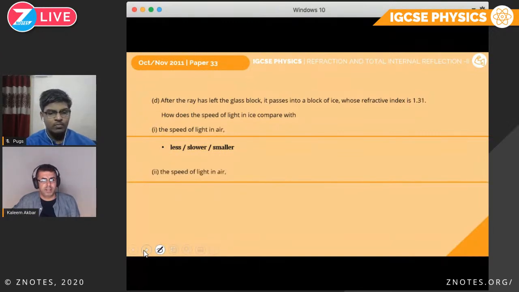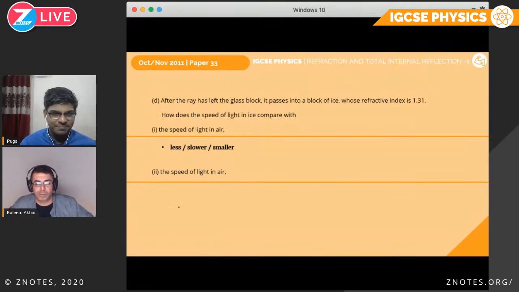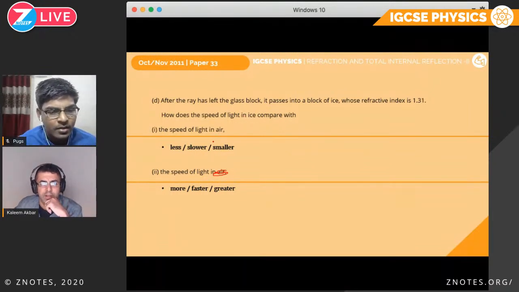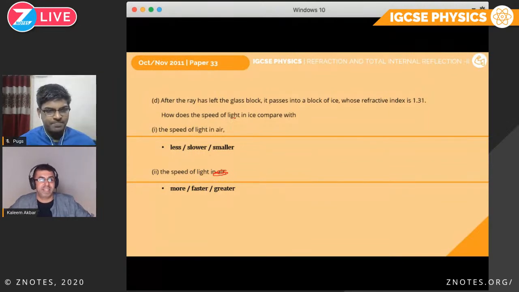What about the speed of light in, how does the speed of light in air compare with the speed of light in air? I'm sure that's supposed to say something else. Guys, we'll fix it. Let's just find out. So they mean, how does the speed of light in ice compare with air? Definitely slower. And that's supposed to say glass: how does the speed of light in ice compare with the speed of light in glass? The speed of light in the ice is going to be faster.